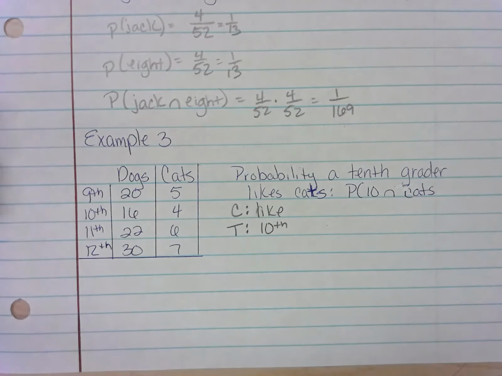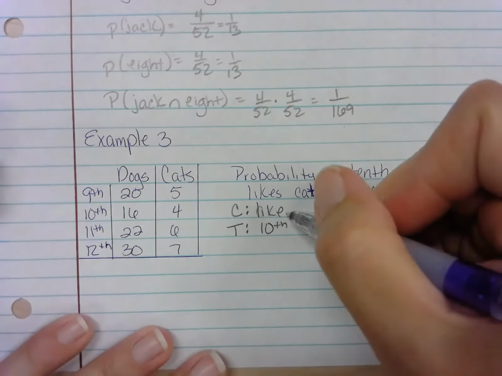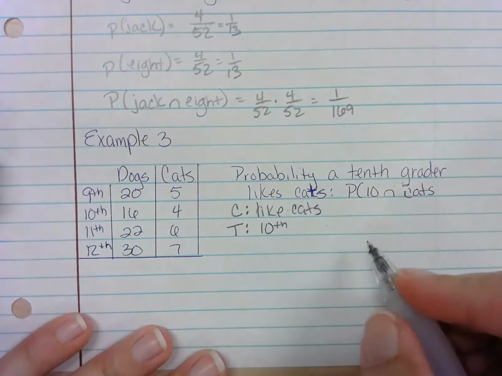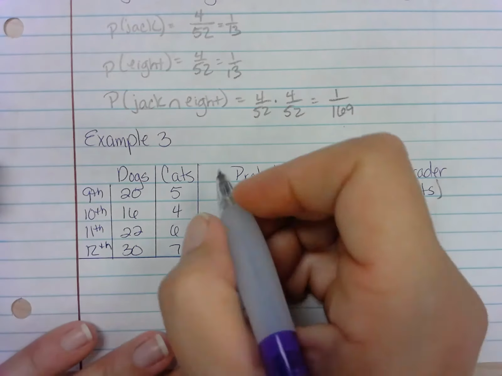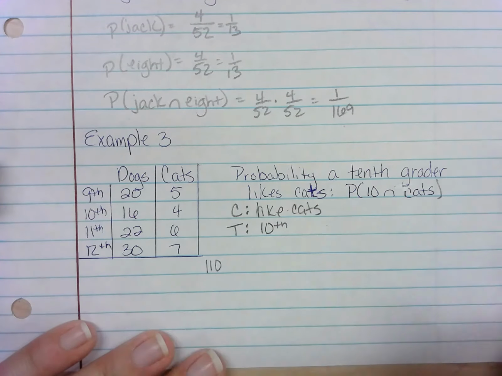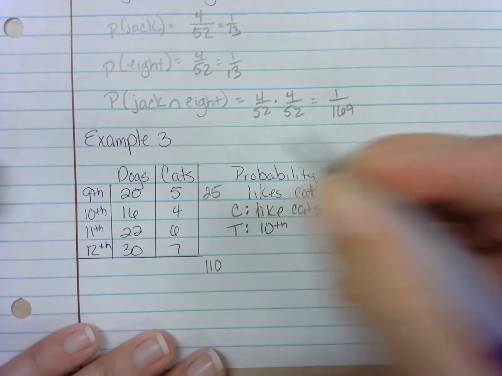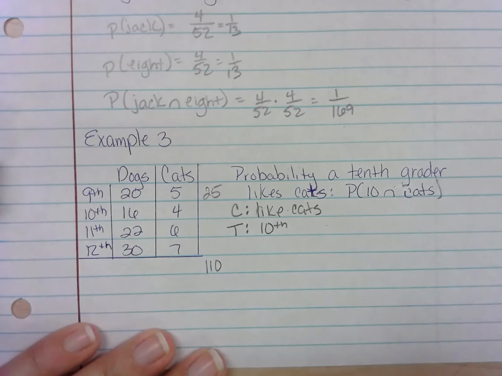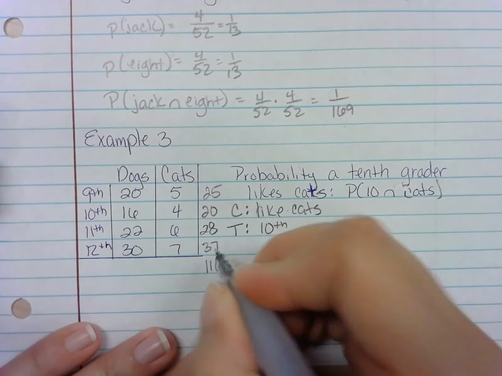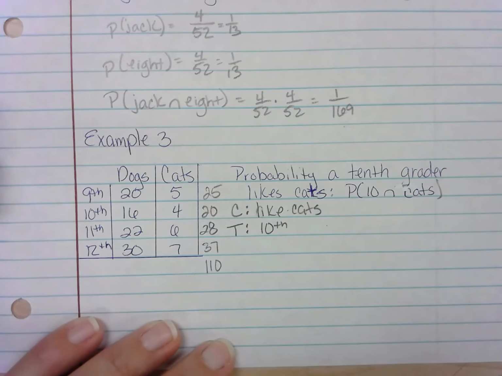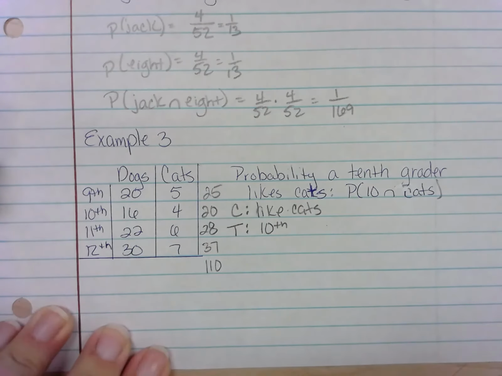So what we want to do is determine if liking cats is independent of being in the 10th grade. We're going to do this by totaling all these things up. We know there's 110 students. So 25 9th graders and then 20 10th graders, and there are 28 11th graders, and there were 37. Let's double check and make sure those numbers add up to equal 110. They do.